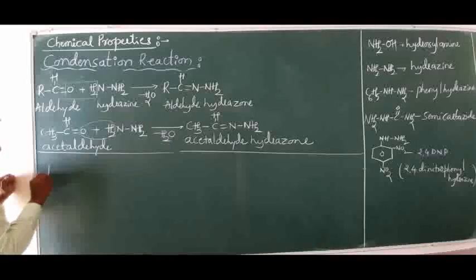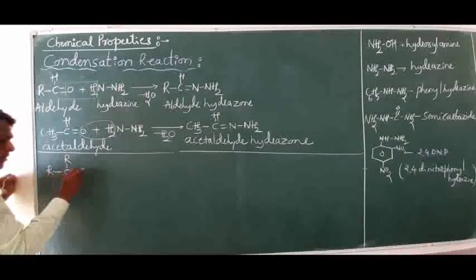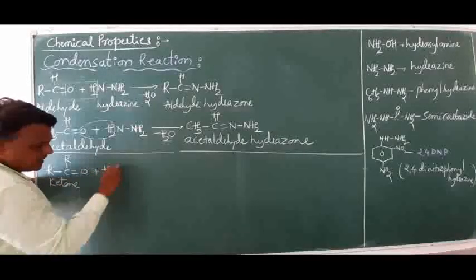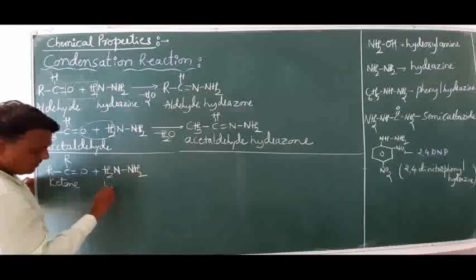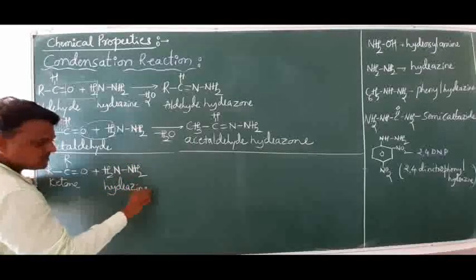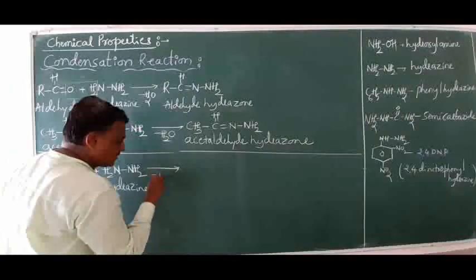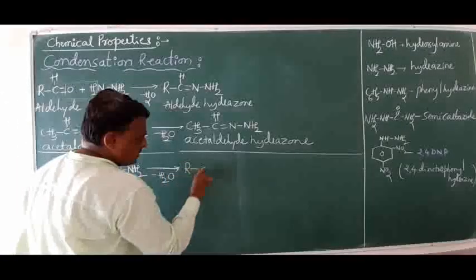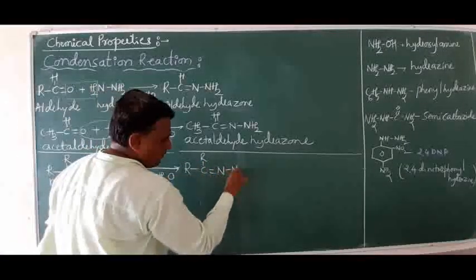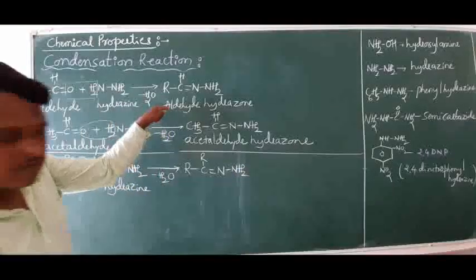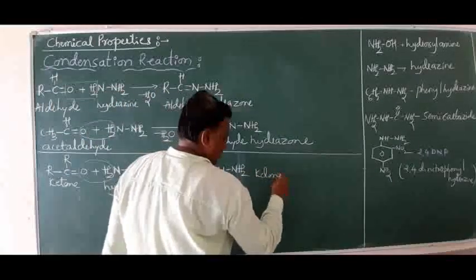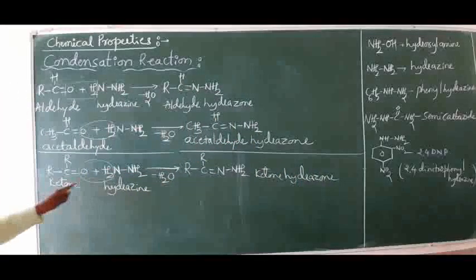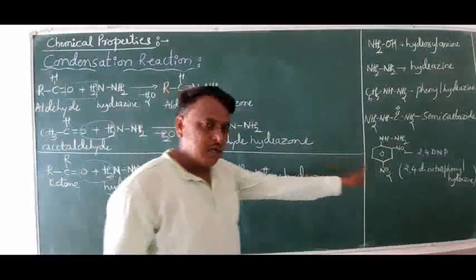Now a ketone: RC double bond O. This is your ketone. It reacts with the same H2NNH2, hydrazine. Similar reaction. Yes, loss of water. Now what remains is RCR double bond NNH2. Can you give the name based on this? This is ketone hydrazone. Very simple. Ketone reacts with hydrazine to form ketone hydrazone.